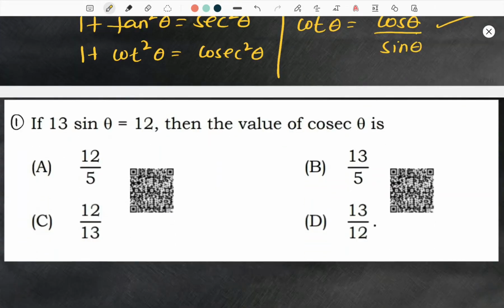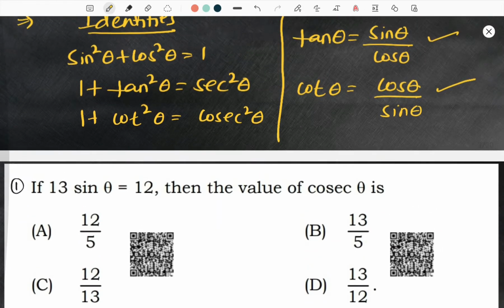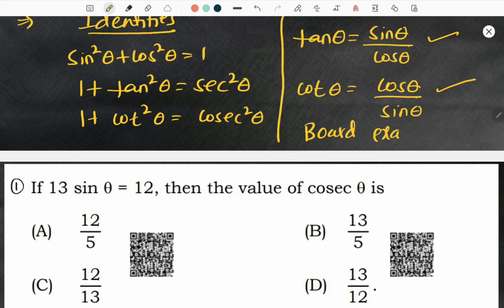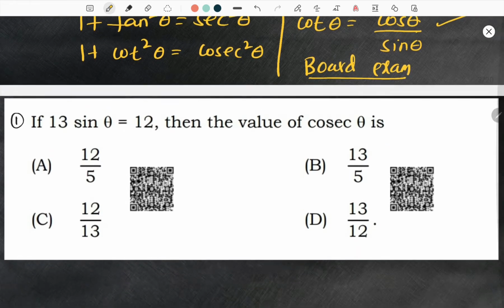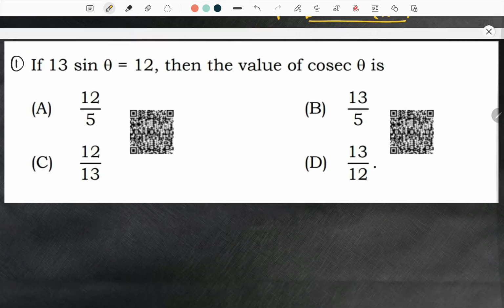Now let's get into some of the questions which are asked in the board exam. I have chosen the questions which are directly asked in the board exam, so that you can get to know the nature of questions.